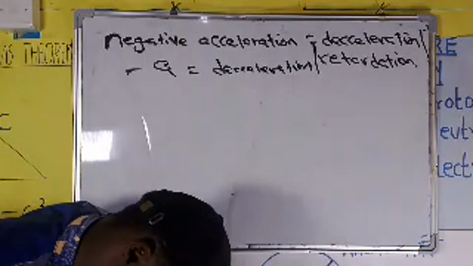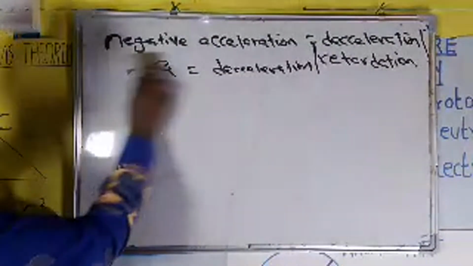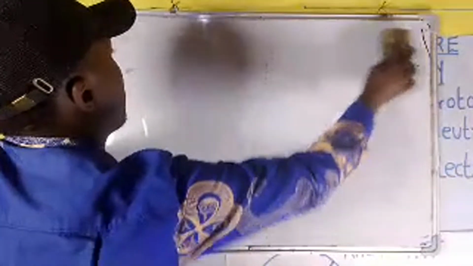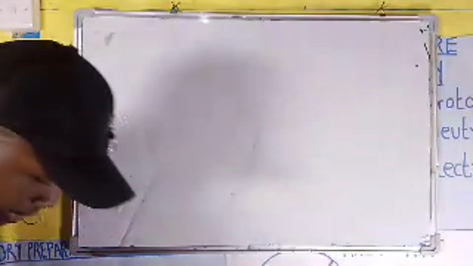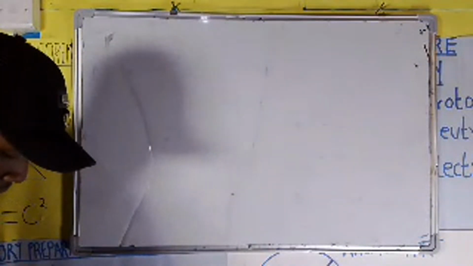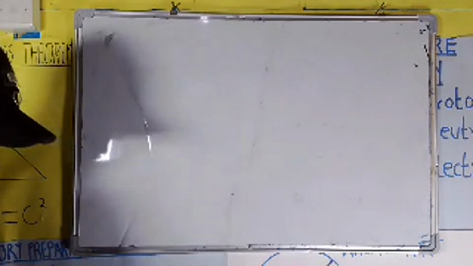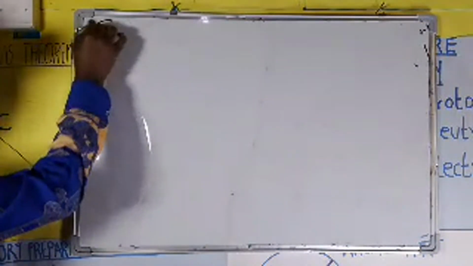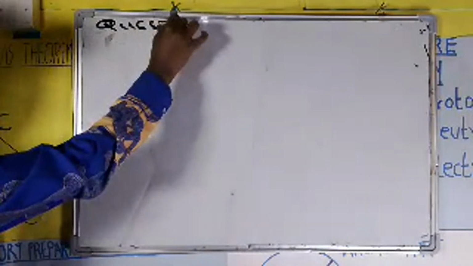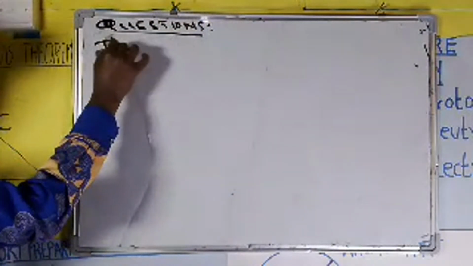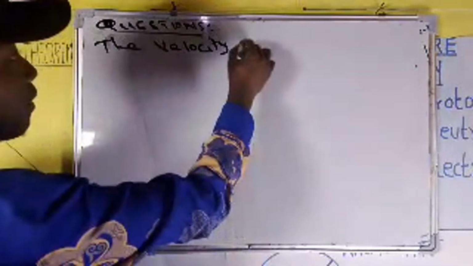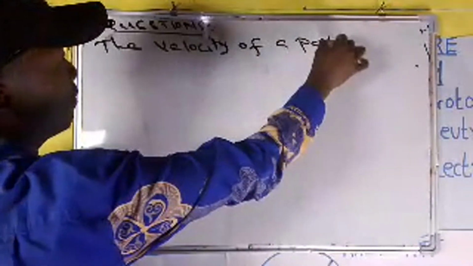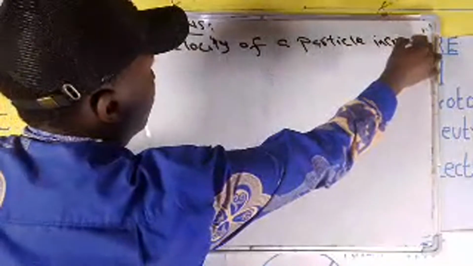So we have a question here. Let's do the last example, then we go to velocity time graphs so that I can explain velocity time graphs. So the first question we will do here is: the velocity of a particle increases uniformly. So this is another question. Do this one, I have taught you enough. Do this one. The velocity of a particle increases uniformly.